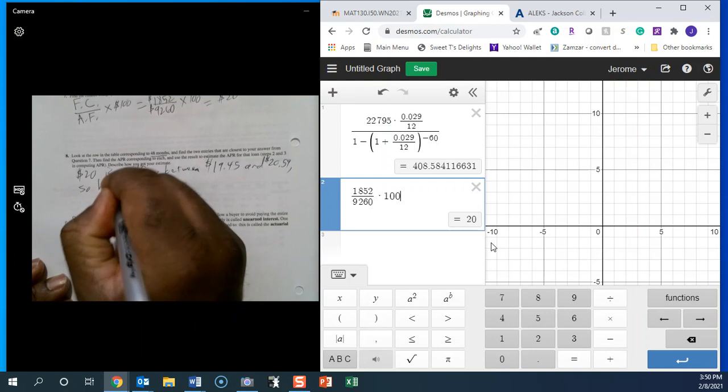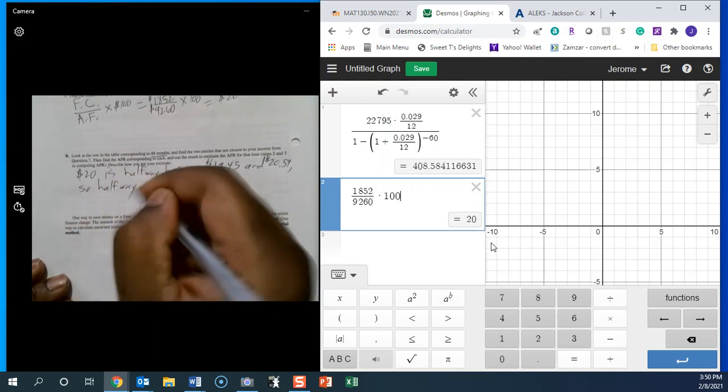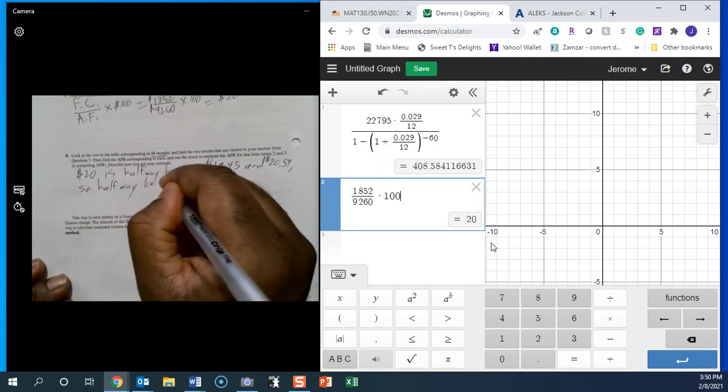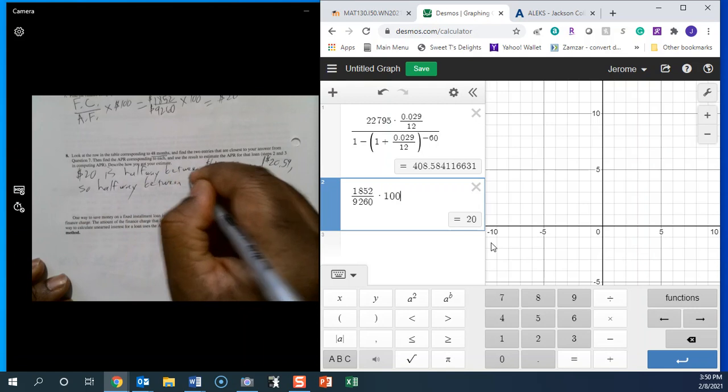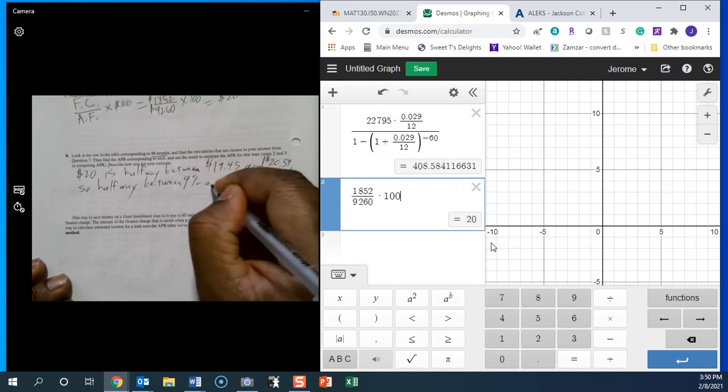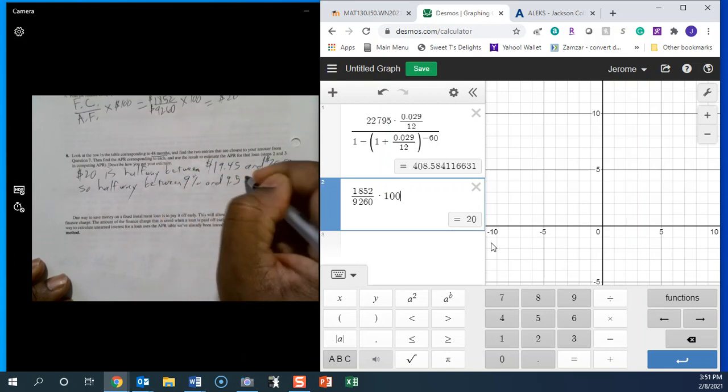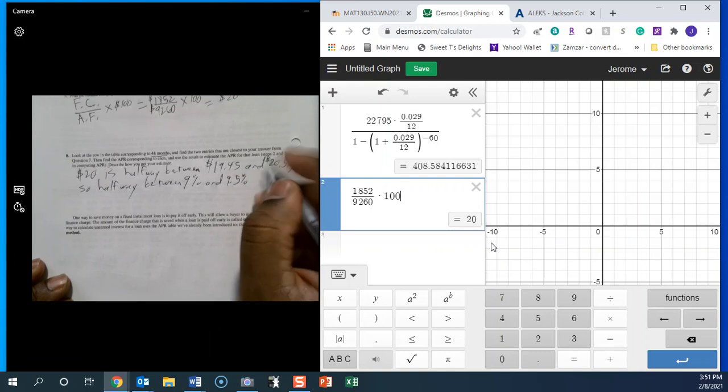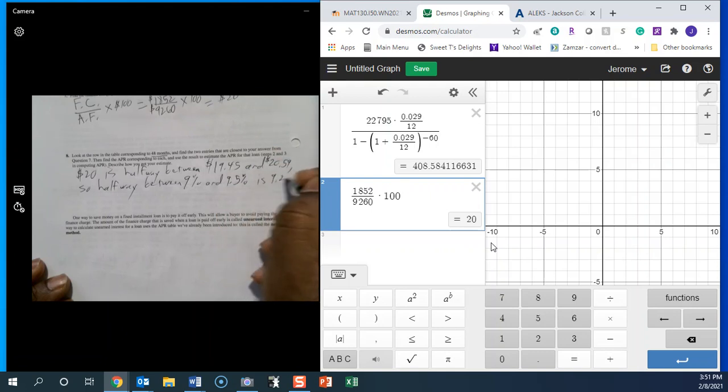So halfway between 9% and 9.5% is 9.25%, which is what we calculated.